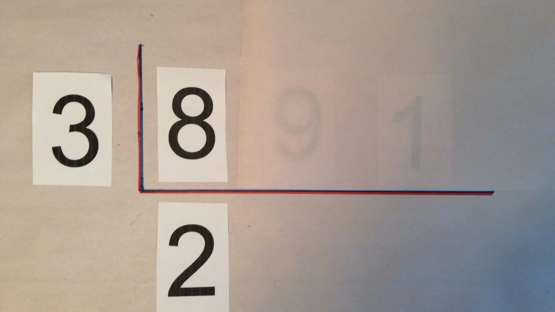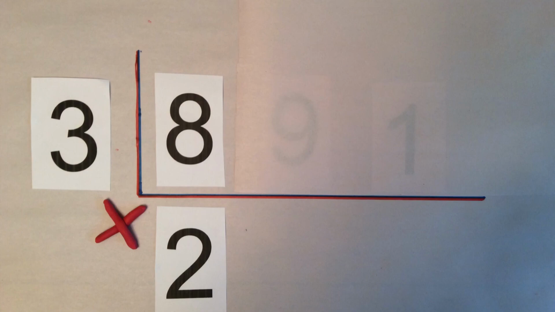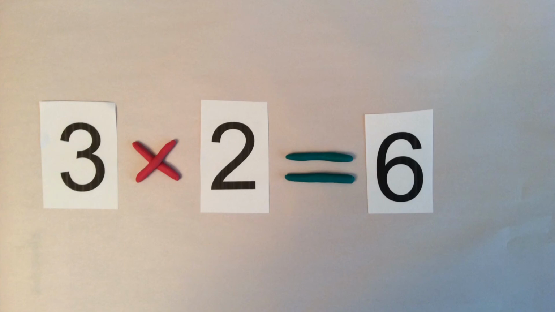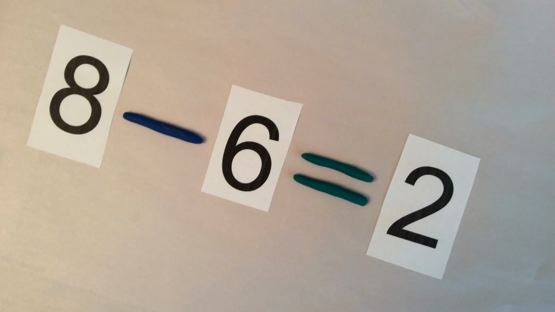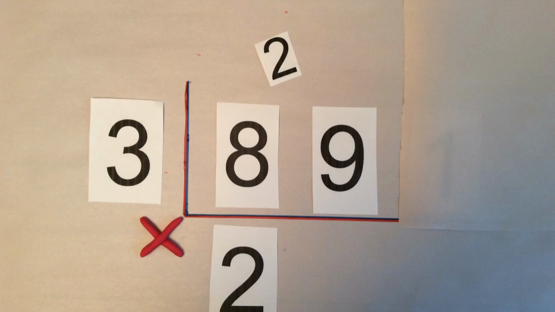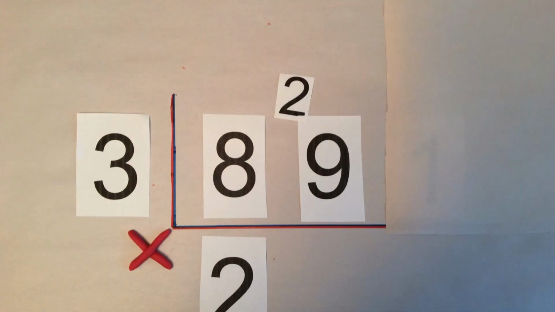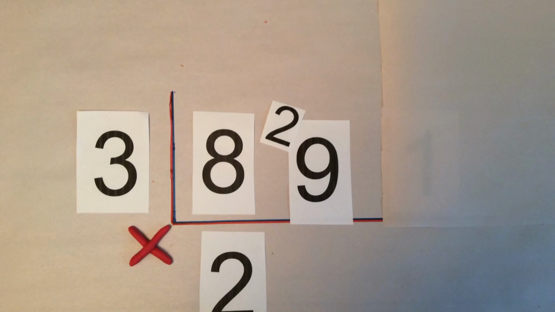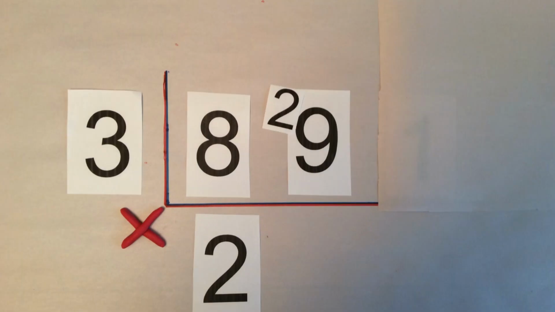3 times 2 is 6. So we're going to place the 2 directly below the 8 in the line, and that bottom line is our answer line. Then we have to multiply 3 times 2 to get 6. The next step is subtracting that 6 from the 8, and we end up with 2 remainder. Now you have to carry that 2 over on to the next number in our dividend, which is the 9. But what we do here is we actually turn it into 29.